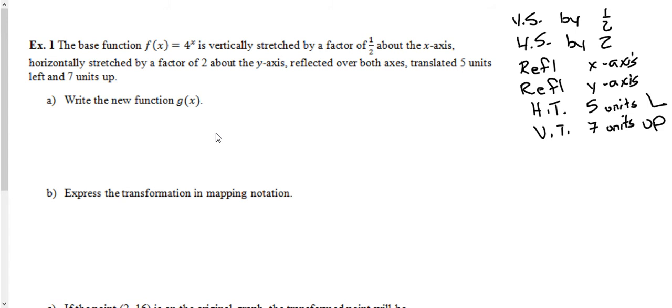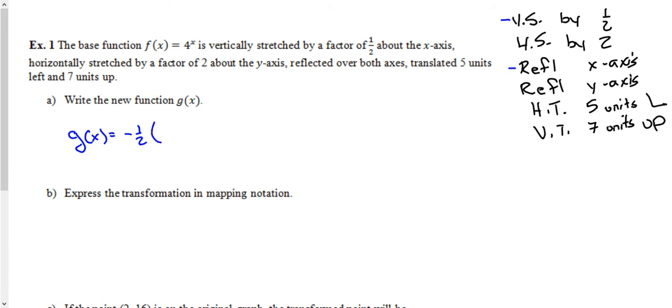Let's write down our new equation. So f of x is my original. My new one I'm going to call something different, so let's call it g of x. So what do we have for our a value? Our a value is going to be negative 1/2, because that's going to account for our reflection and our vertical stretch, so those two are done.